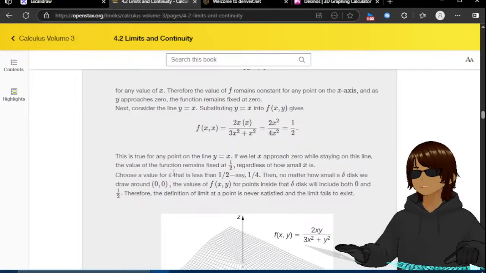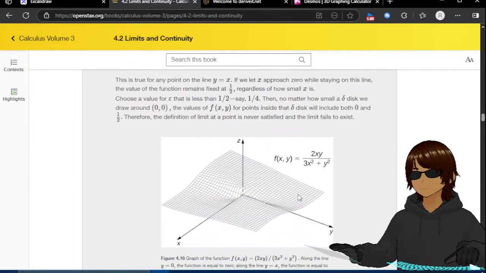Choose a value epsilon that is less than half, say 1 over 4. Then no matter how small a delta disk we draw around (0, 0), the values of f of xy for points inside that disk will include 0 and half. Therefore, the definition of the limit at a point is never satisfied and the limit fails to exist.